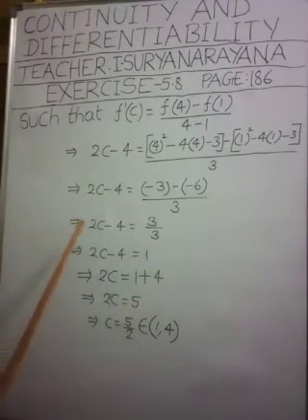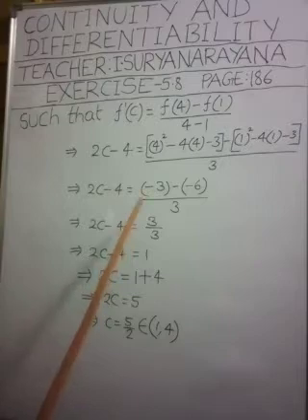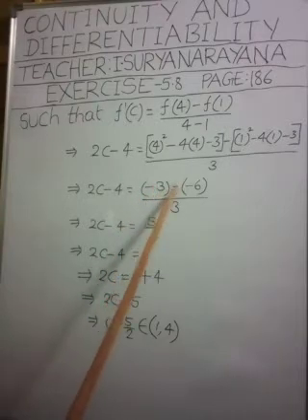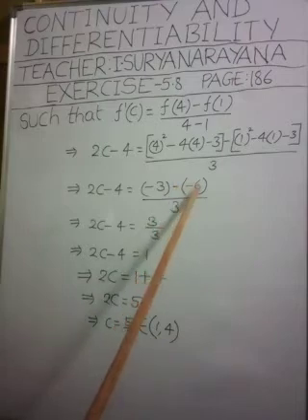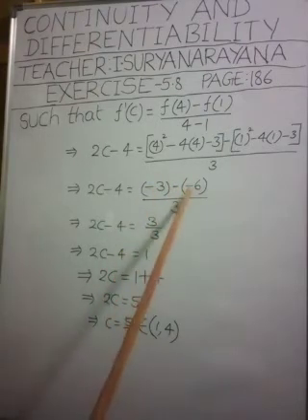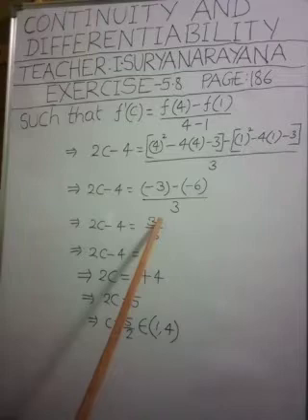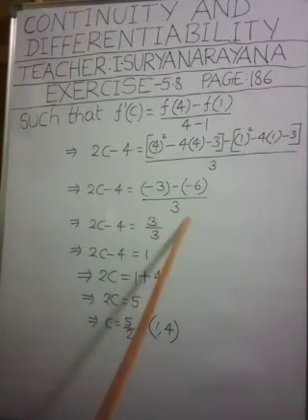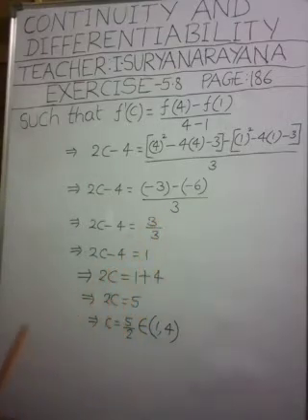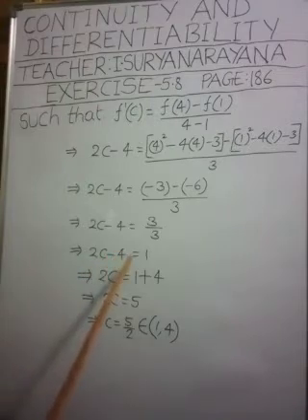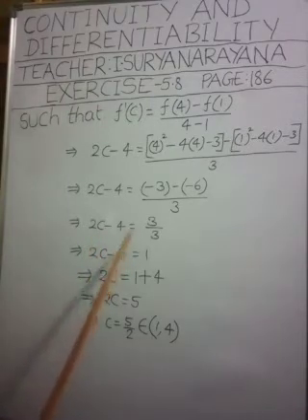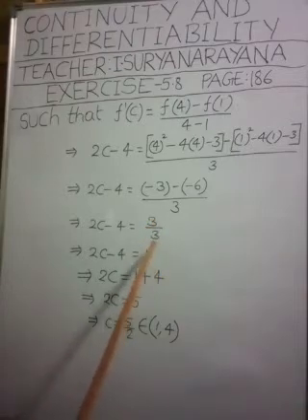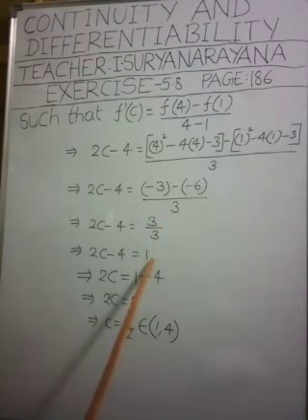Right. This implies 2c minus 4 is equal to, in the numerator, minus 3 minus of minus 6. What will you get here? Plus 6. So minus 3 plus 6. What will be the answer? 3. Isn't it or not, my children? Yes. We write the denominator as it is, 3. Understood this step, my children? Right. This implies 2c minus 4 is equal to 3 by 3. 3 gets cancelled. 1 will be left. Understood this step, my children?